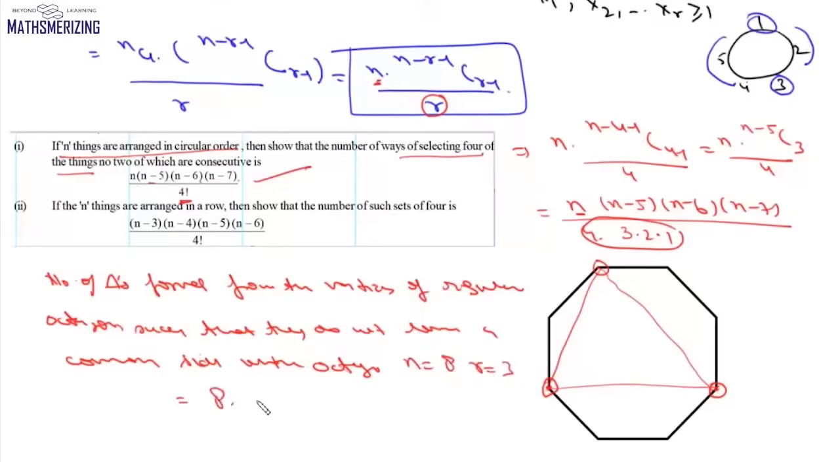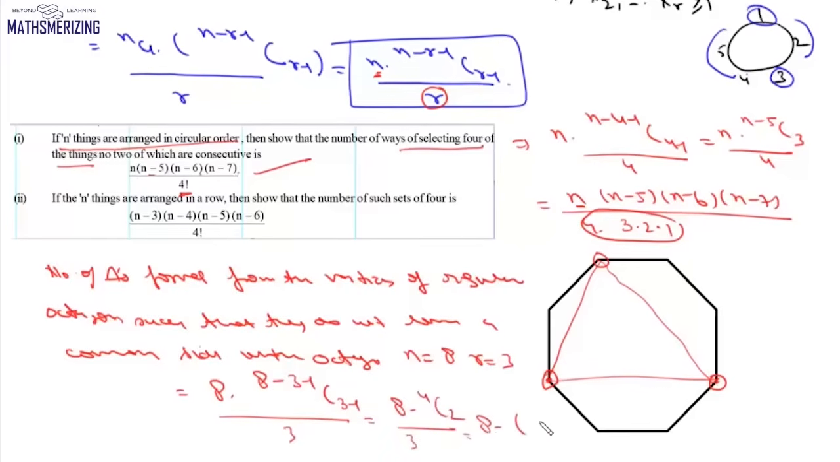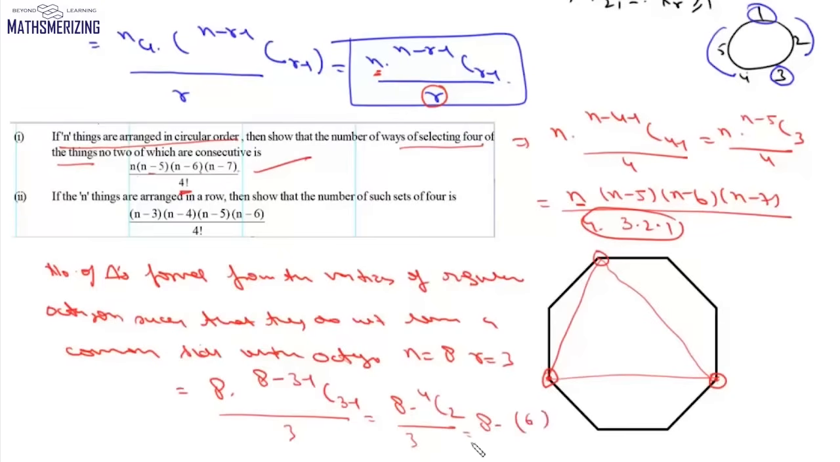So it will be 8 into 8 minus 3 minus 1 C 3 minus 1 upon 3. So it will be 8 and then 8 minus 4 is 4. So it will be 4 C2 upon 3. So it is 8 into 6 upon 3 and which again is 16. So the total number of triangles that can be formed from the vertices of the octagon so that they do not have a side common with that of the octagon is simply 16 by using this formula.